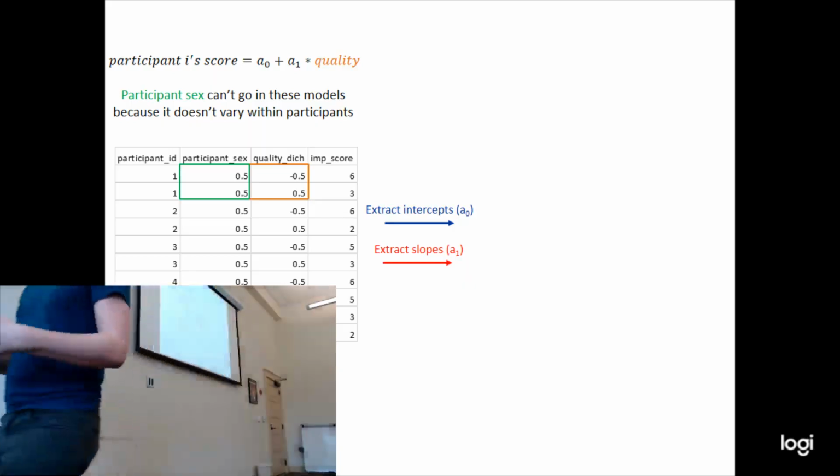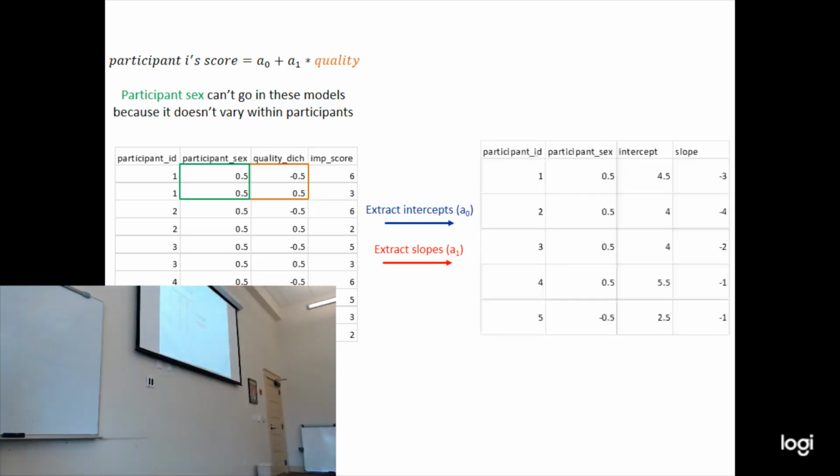So we go through that process of getting an intercept and slope, 50 intercepts, 50 slopes, one per reviewer. And we've got this new data set that contains the intercepts and slopes. We also have participants X. So participants X did not contribute to this first stage of analysis, but it can contribute to this next stage.